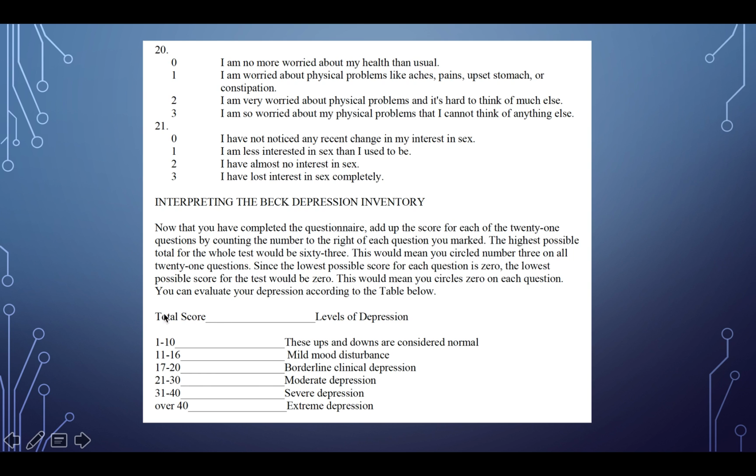And then it just goes through and tells you ups and downs are normal, because one thing you have to remind patients too is that having good days and bad days isn't a bad thing. Sometimes you have some bad days, but if you're scoring above a 10 on here, then you may have a mild mood disturbance.